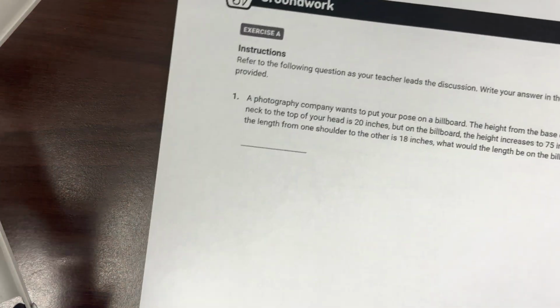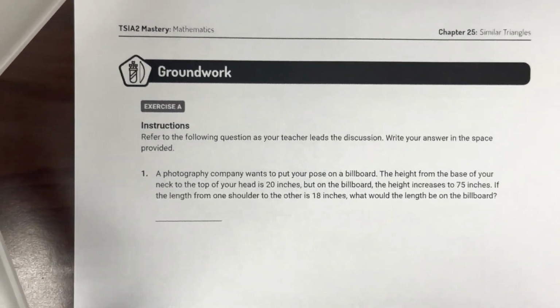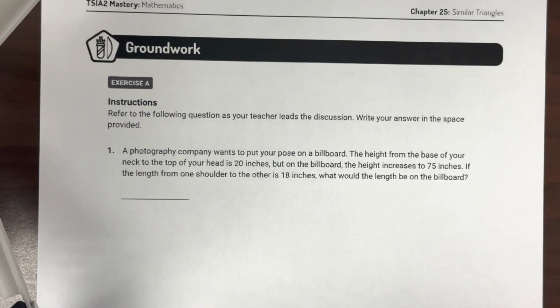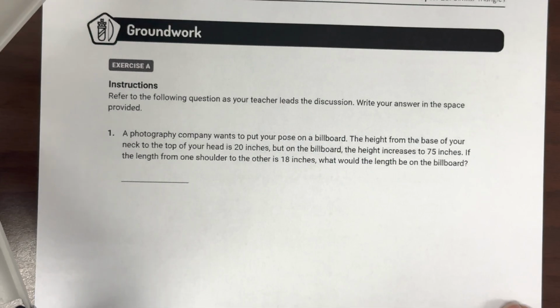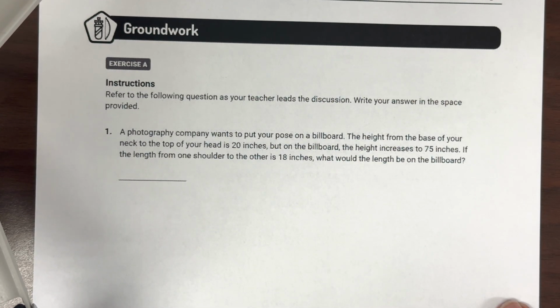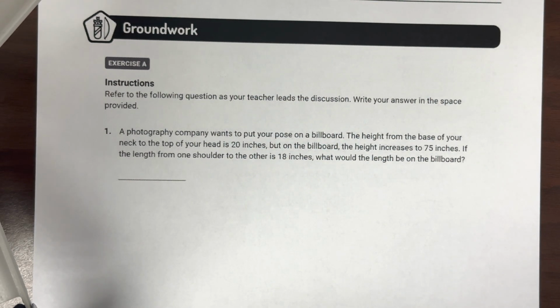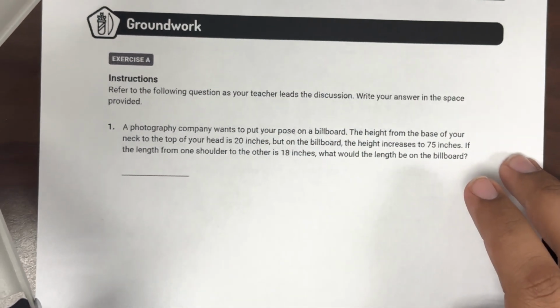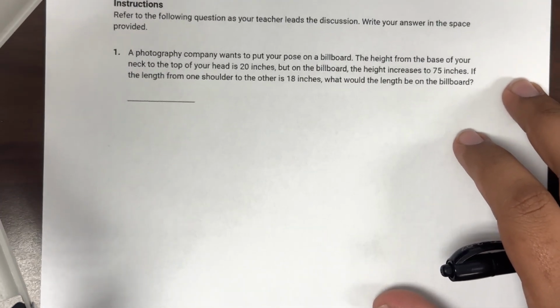Groundwork. A photography company wants to put your pose on a billboard. The height of the base of the neck to the top of your head is 20 inches. But on the billboard, the height increases to 75. If the length from one shoulder to the other is 18 inches, what would be the length on the billboard? Okay, let's check it out.